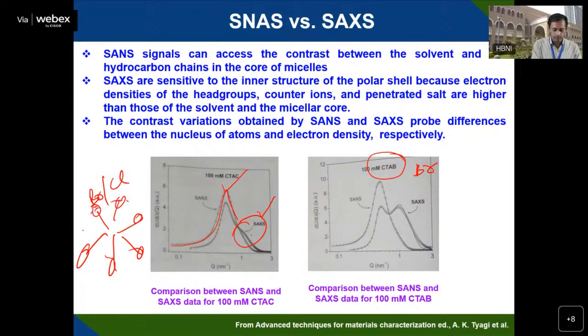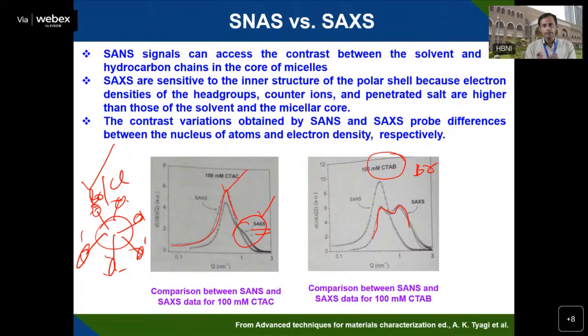So that information you are getting in small angle X-ray scattering, while the hydrocarbon information you are getting from neutron scattering. But that is more predominant when you have bromine, because in X-ray, bromine has high electron density compared to chlorine. Because of the high electron density, you can see there are clearly two doublet peaks here in the case of SAXS.